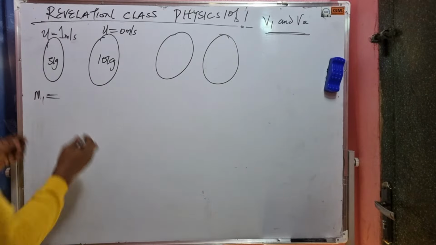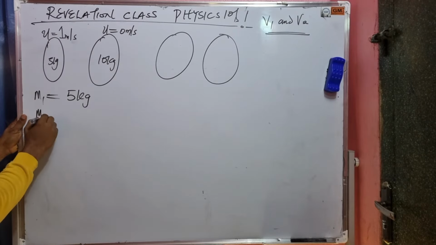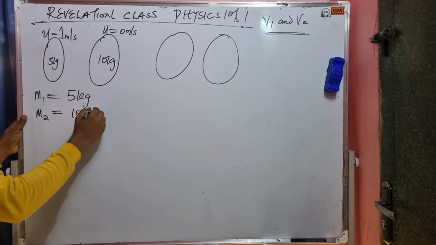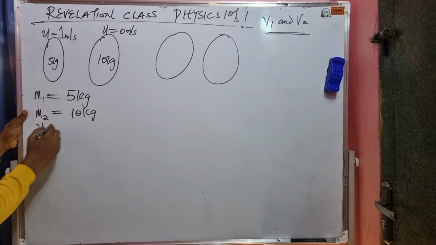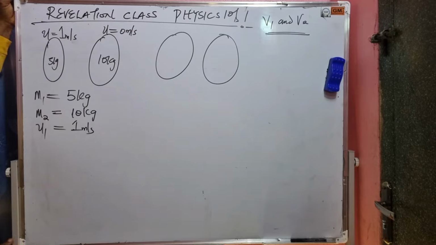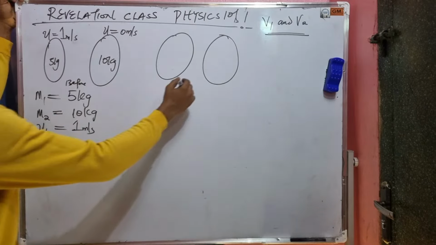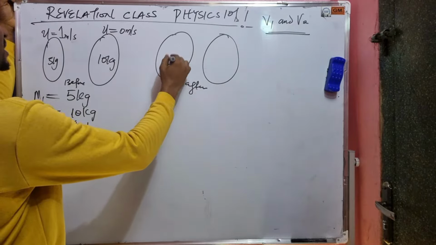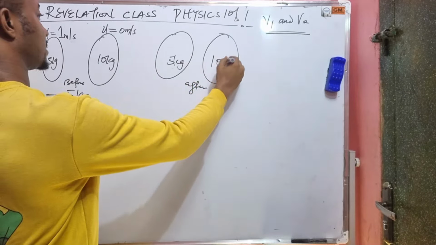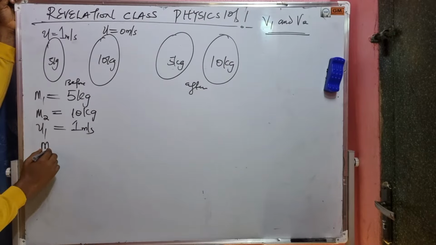We are told that M1 is 5 kilograms, while M2 is 10 kilograms. We are given our U1 to be 1 meter per second. Now, what do we do here? Momentum before collision, this is before, and this is after collision. The mass here is 5 kilograms, and the mass here is 10 kilograms. So momentum before collision is simply M1.